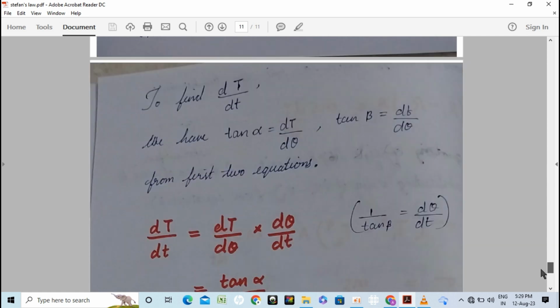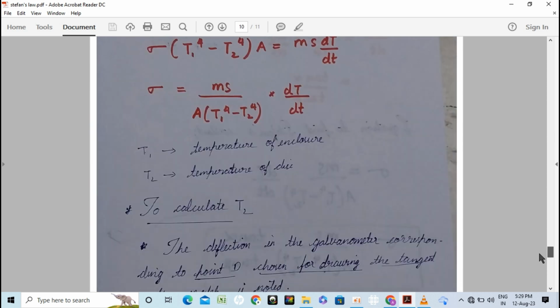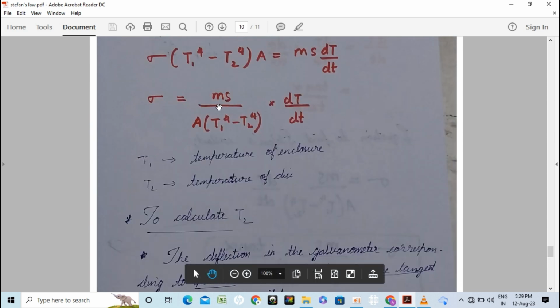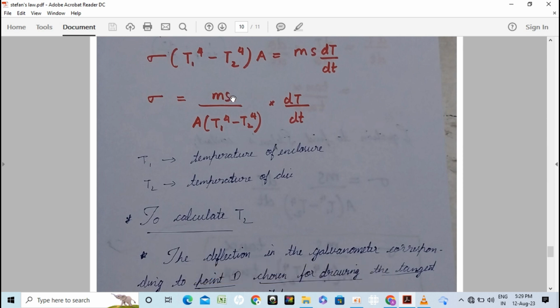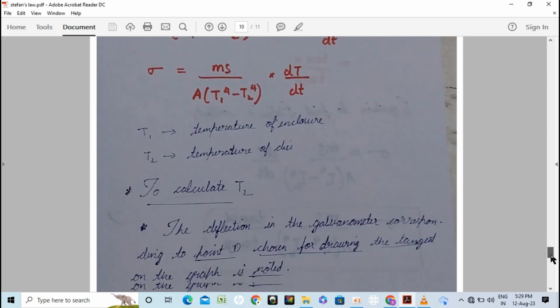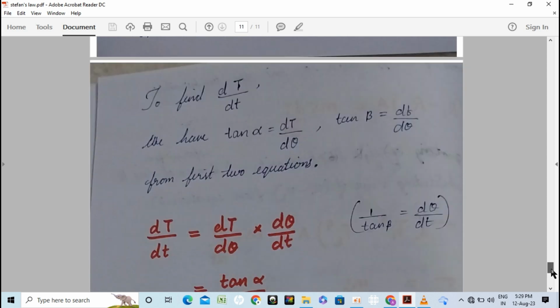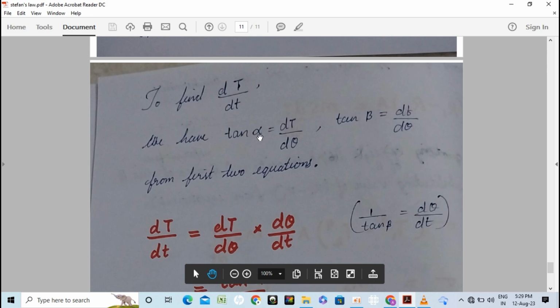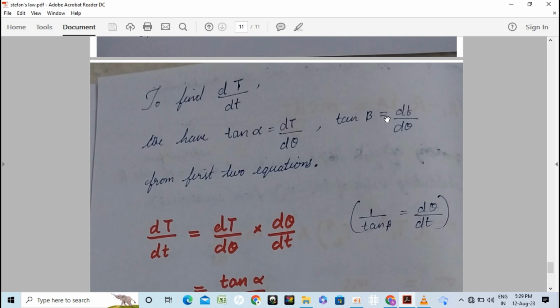Next we have to find dT by dt. In this equation we know the value of ms. M is the mass of the silver disk. S is the specific heat capacity of the disk. A is the upper surface area of the disk. We know T1, and I explained how to calculate T2. Now next we have to find dT by dt. To find it, we have tan alpha is equal to dT by d theta, and tan beta is equal to dt by d theta.